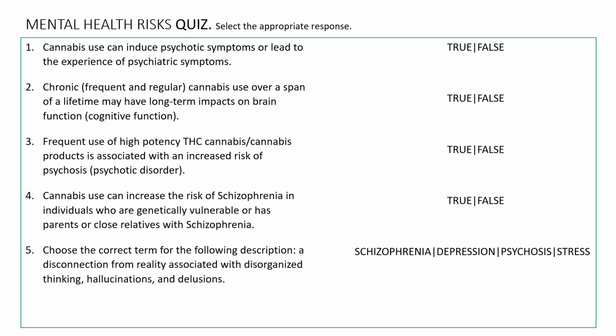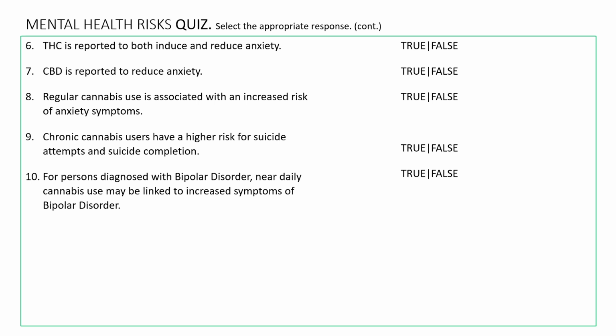Cannabis use can increase the risk of schizophrenia in individuals who are genetically vulnerable or has parents or close relatives with schizophrenia. True or false? True. Number 5, choose the correct term for the following description: a disconnection from reality associated with disorganized thinking, hallucinations, and delusions. Schizophrenia, depression, psychosis, or stress. Psychosis. And I'll give you a few seconds to review questions 6 through 10.